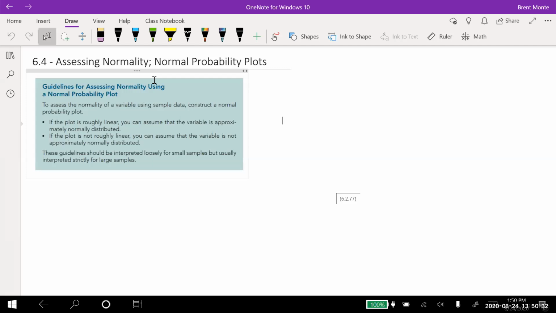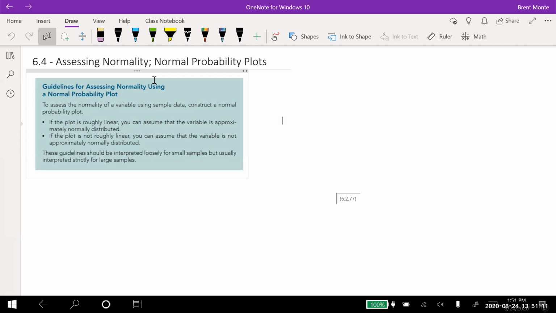Okay, so to assess the normality of a variable using sample data, construct a normal probability plot. And remember, we don't have all of the data. If we have all the data, it's going to be fairly easy. We could do a histogram, we could probably do a box plot, and if the histogram is bell-shaped, we know that it's a normally distributed population. But what if we only have a few data points in our sample? If we only have a few data points, there's nothing that we can do to get an accurate histogram to see if it's bell-shaped.